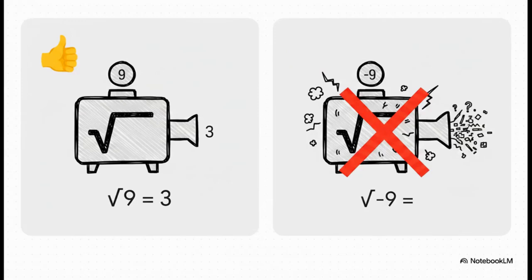All right, on to our second big safety rule. When we're dealing with real numbers, you absolutely cannot take the square root of a negative number. For sure, the square root of 9 is 3. That's totally fine. But what about the square root of negative 9? Well, that doesn't give us a real number. It's just another way to break our function machine.